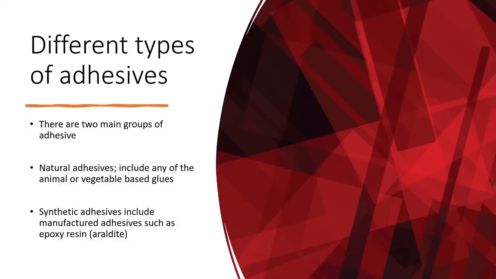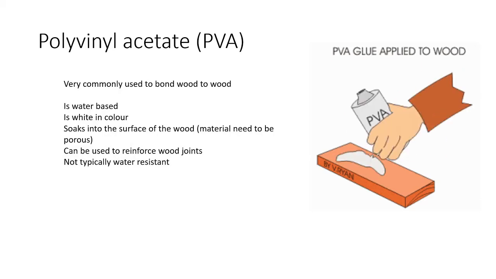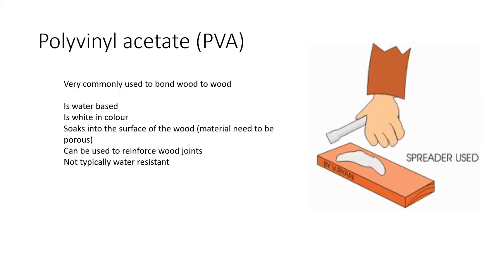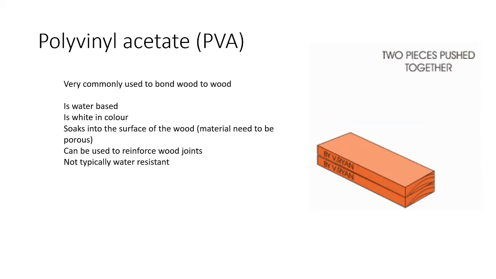So with adhesives, there's generally two groups. You've got natural, which are derived from animal or vegetable extracts, and then you've got synthetic, which include things like epoxy resin. So we're going to go through the most common ones that you'll probably come across. The first one is PVA, full technical name being polyvinyl acetate. You can just say PVA in the exam.